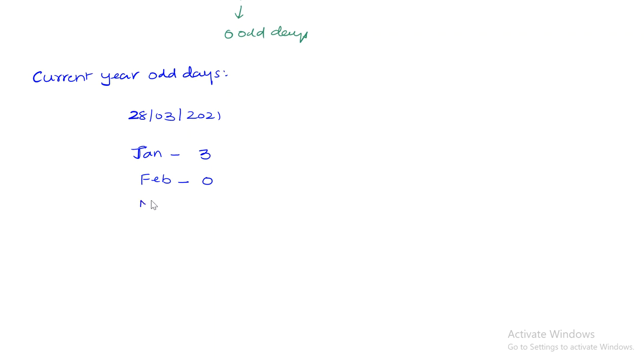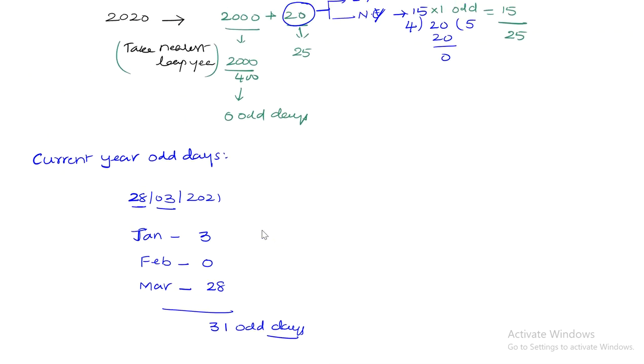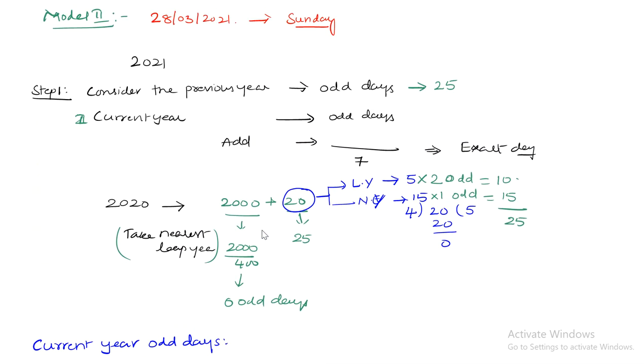February. Next, it will have March. But is March going to be a complete month? No. Today is the 28th, so we will take this 28 as it is. Now we will add all this data here. So 28 plus 3 is nothing but 31 odd days. So till this point we have 31 odd days. Now we will add this 31 here also. So in total, in the current year we have 31 odd days.